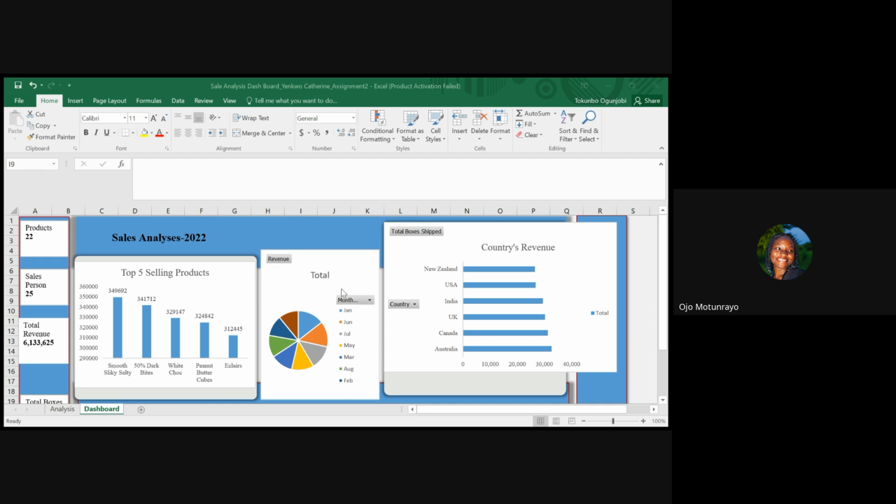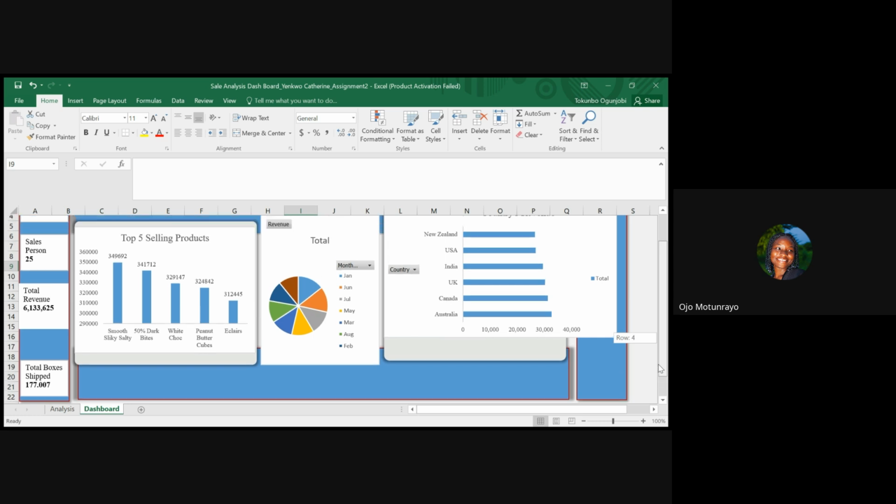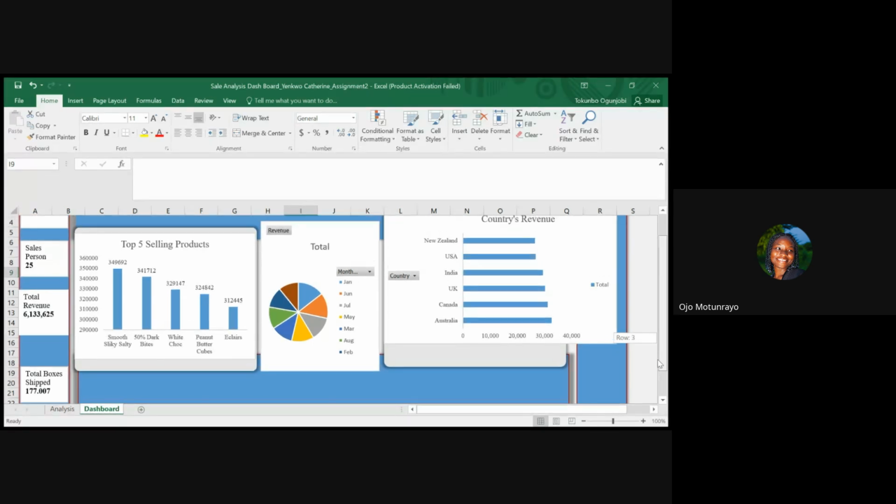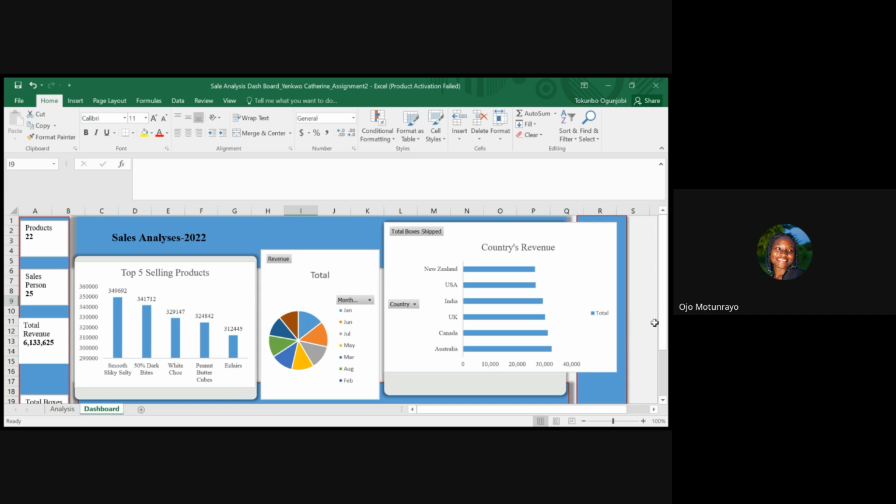All right. Your KPIs are not well aligned. Your product, your salesperson, your total revenue. I'm talking about the shape now. It's not the same. Look at your total revenue. It's not the same thing. But overall, you've done well. Just take note of it. Yeah, well done.